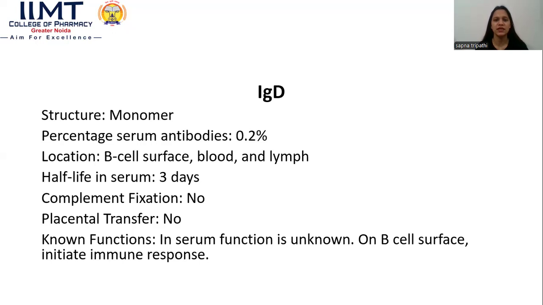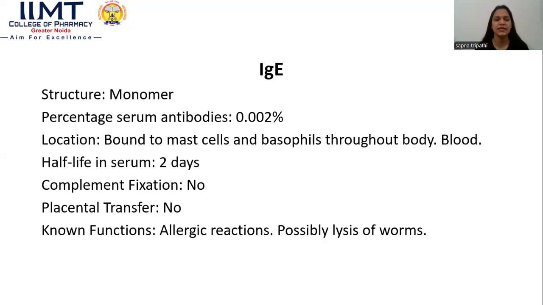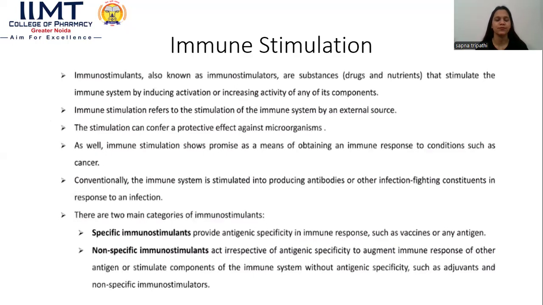The next one is IgD. The structure of IgD is a monomer. The percentage of serum antibody is 0.2%, and the location is B cell surface, blood, and lymph, and the half-life is 3 days. And the last one is IgE. The structure of IgE is also a monomer, and the percentage of serum antibody is 0.002%. It is bound to mast cells and basophils throughout the body and in blood, and the half-life in serum is 2 days.